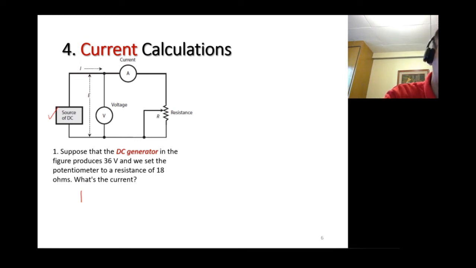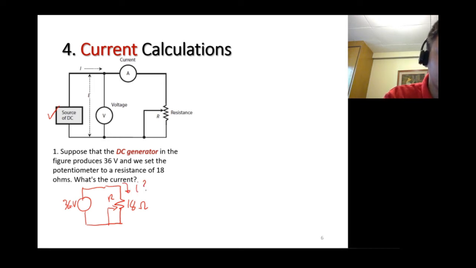So the actual circuit is simply the voltage source, which you can represent like that, and then a potentiometer. A potentiometer is simply a resistance. Now suppose this DC generator produces 36 volts, and we set the potentiometer to 18 ohms. What will be the current flowing?